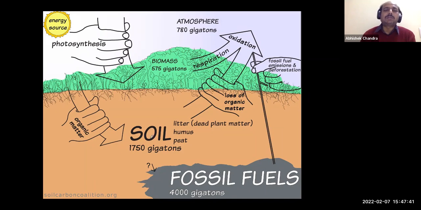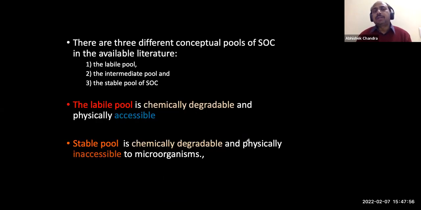So a large amount of this rotation is happening in the soil organic carbon and organic matter. Soil organic carbon is just half of the soil organic matter. There are three different pools in the soil organic carbon: the labile pool, the intermediate pool, and the stable pool. The labile pool is chemically degradable and physically accessible, so it can be used by microorganisms.